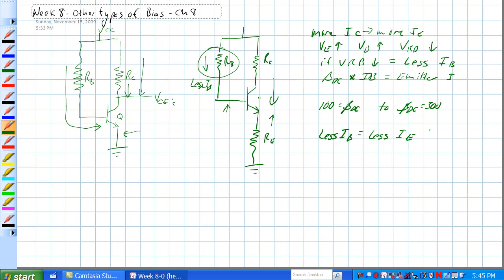So this feedback design was pretty popular to start out with, and I've seen it in circuits recently, although it's not as stable as the voltage divider bias circuit, because it is semi-dependent on beta DC. This one is really dependent.